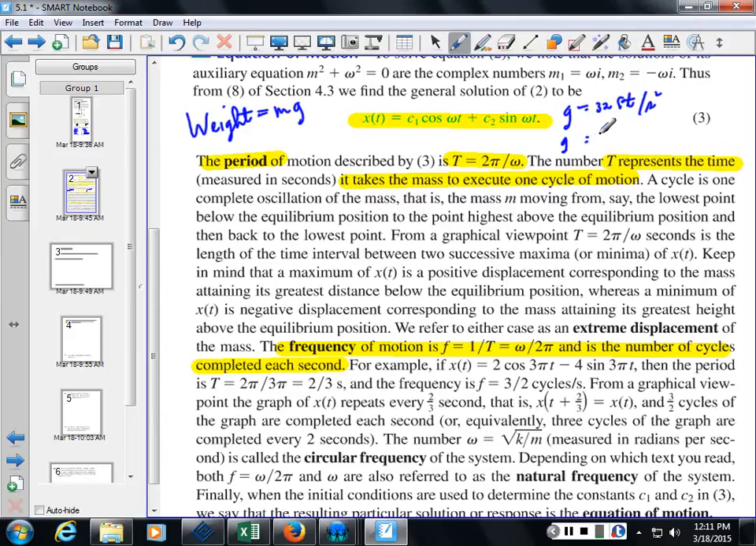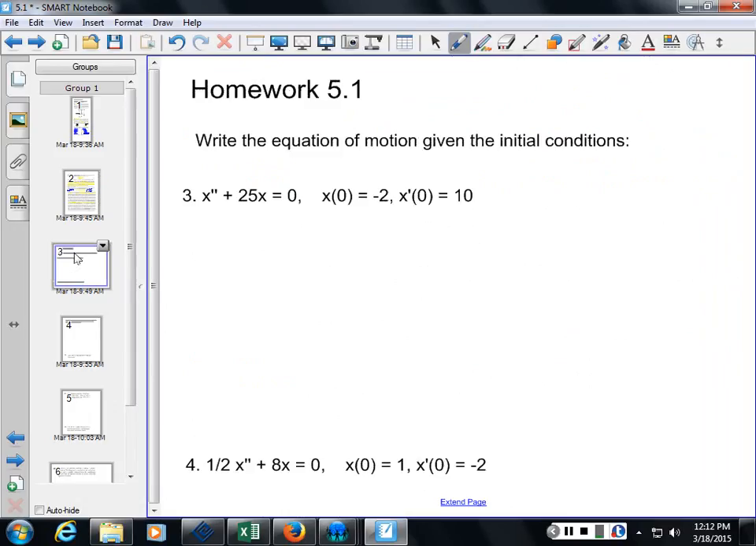Or if it's in metric, 9.8 meters per second squared. Now, look here. This is number 3 from the textbook. Write the equation of motion given the initial conditions.